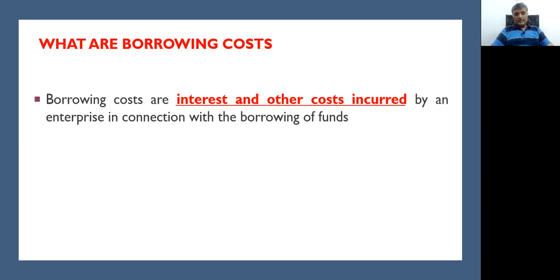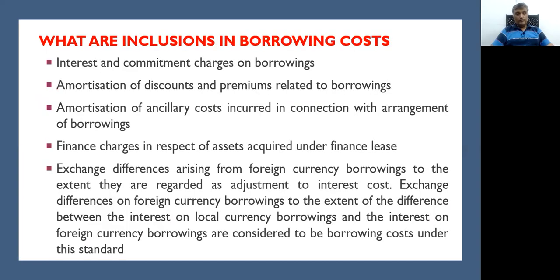We know what is interest. It's very familiar. What are other costs? We need to be very clear on the other cost element also. These are the inclusions in the borrowing costs: interest and commitment charges on the borrowings.